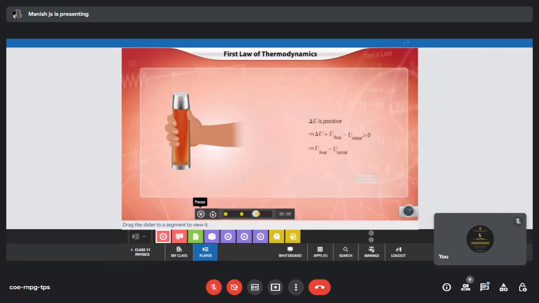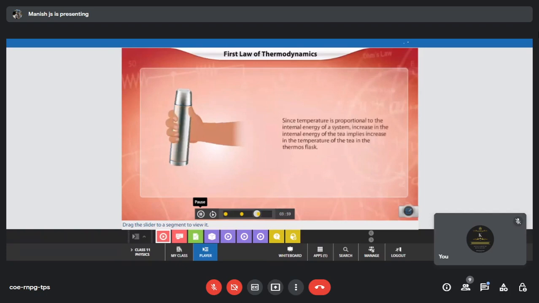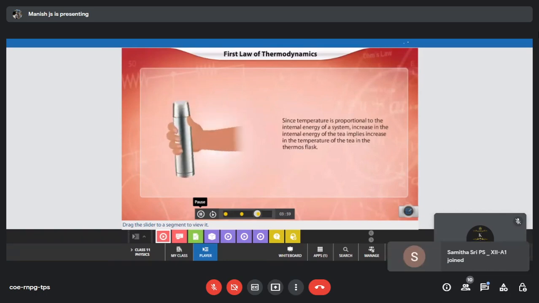Positive delta U means the final internal energy of the tea is greater than the initial internal energy. Since temperature is proportional to the internal energy of a system, increase in the internal energy of the tea implies increase in the temperature of the tea in the thermos flask. Okay? So that is the idea.